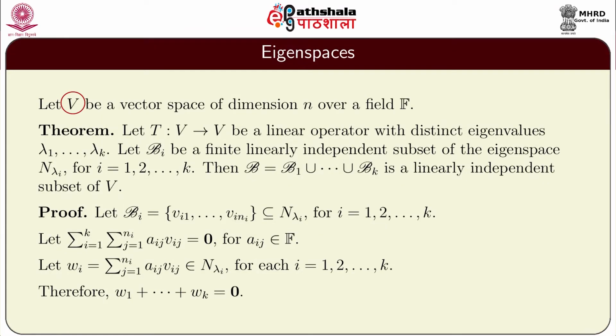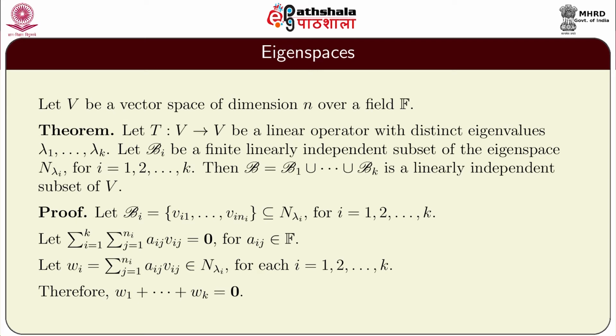V is a vector space of dimension n over a field F. The theorem says that if T is a linear operator on V with distinct eigenvalues lambda 1, lambda 2 and so on up to lambda k, and if Bi is a finite linearly independent subset of the eigenspace E lambda i for every i from 1 to k, then their union B, that is B1 union B2 and so on up to Bk, is also a linearly independent subset of V. Let us prove this statement.